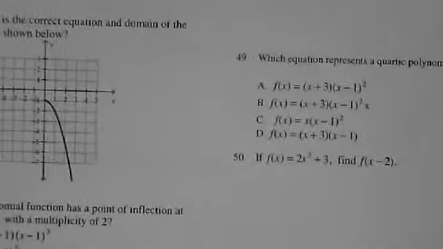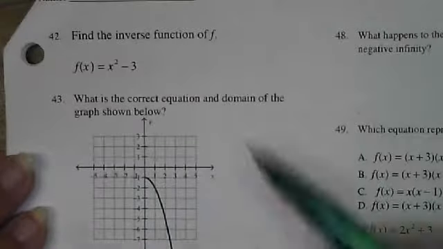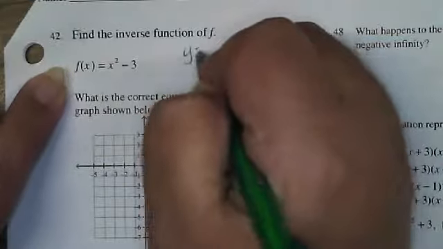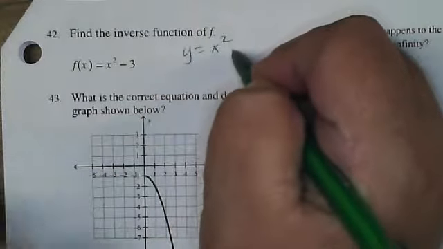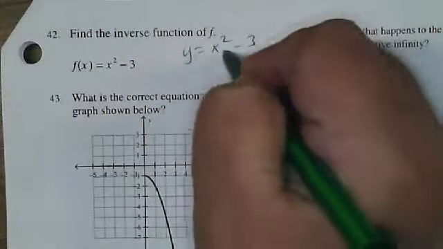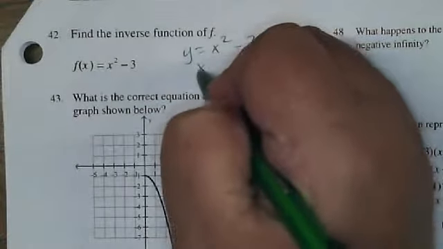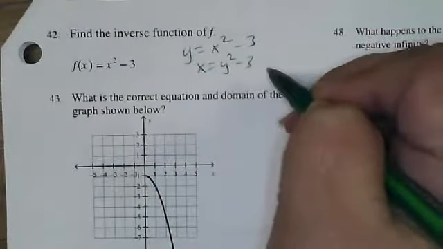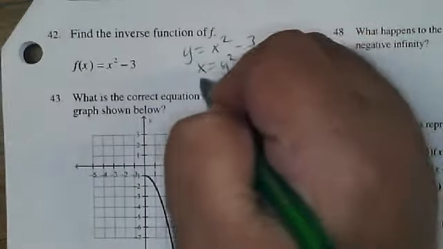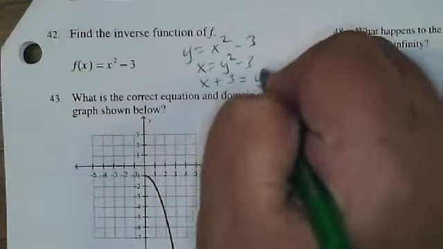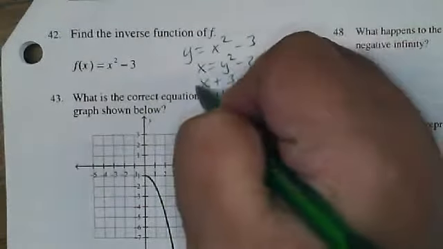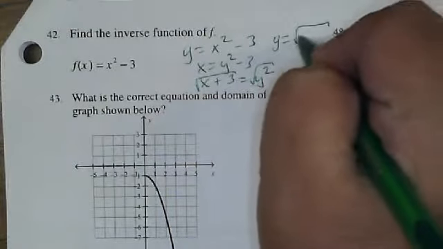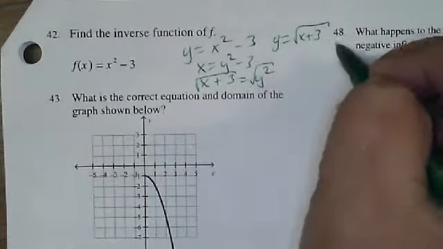Alright, 42. Find the inverse function. So step 1, replace the f of x with y. Y equals x squared minus 3. Step 2, x and y trade places. So x is equal to y squared minus 3. And now isolate the y. So we're going to add 3 to both sides. So x plus 3 is equal to y squared. Then we're going to take the roots. So y equals the square root of x plus 3.